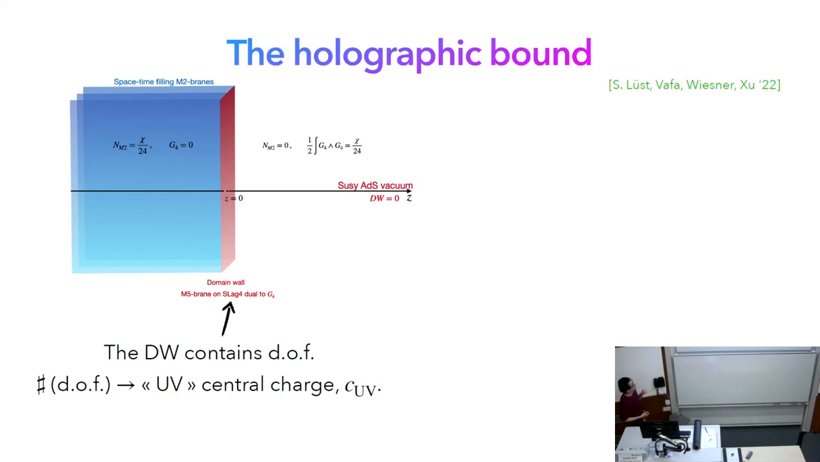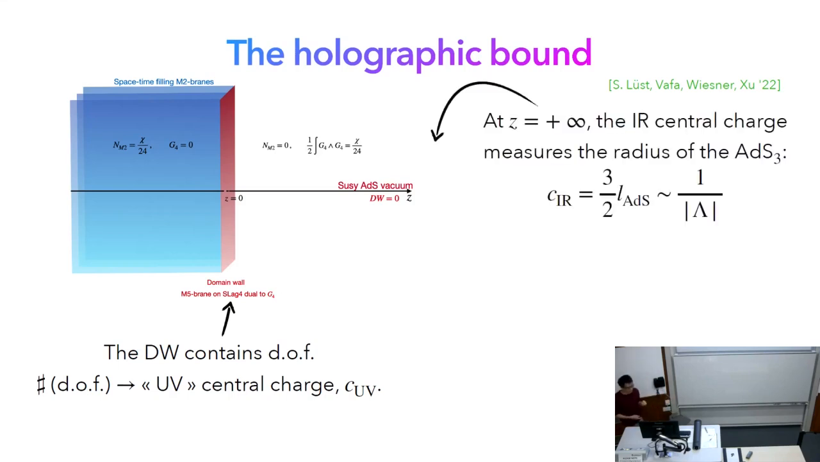But on the domain wall, there are degrees of freedom. And the idea is that the number of degrees of freedom captures some kind of ultraviolet central charge, C_UV. So this is the idea by these people, Lust, Vafa, Wiesner, and Xu. I will refer to it as the Harvard group paper.